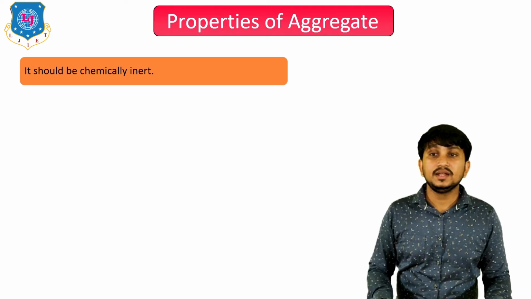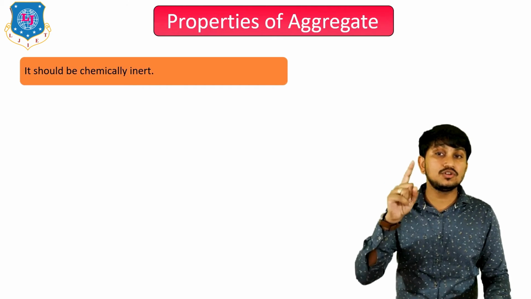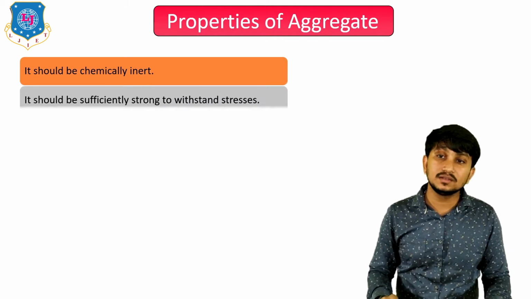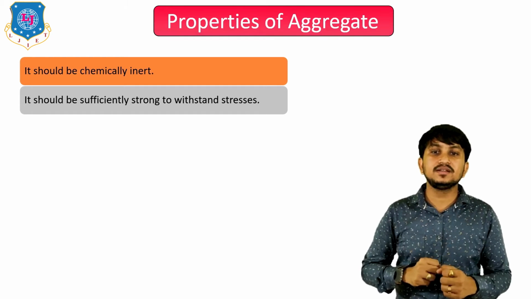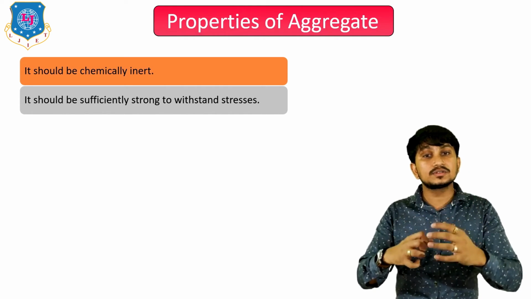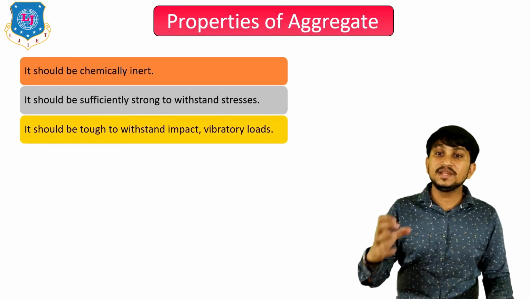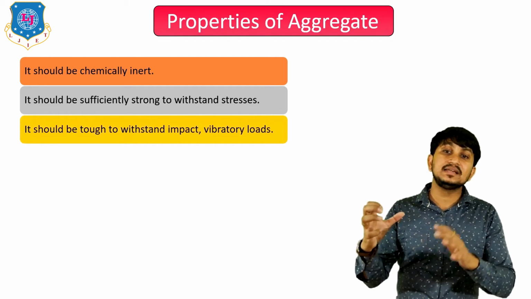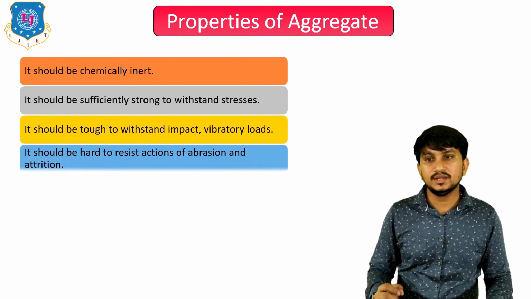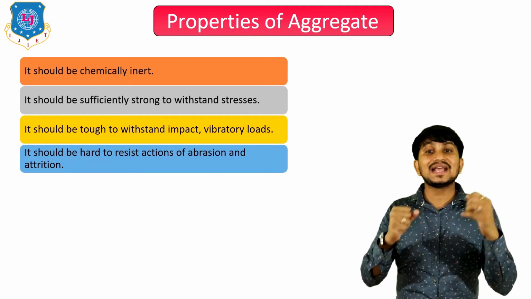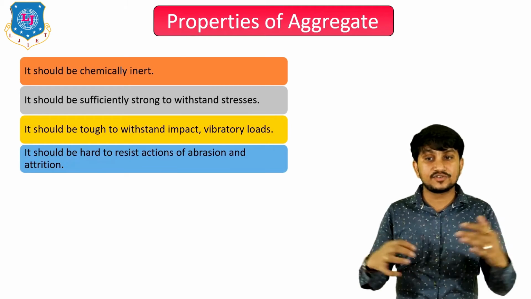Now let's discuss various properties of aggregates. It should be chemically inert. It should not react with any other materials. It should be sufficiently strong to withstand stresses or various loads acting on it. It should be tough to withstand impacts and vibratory loads. It should be hard to resist actions of abrasion or attrition.